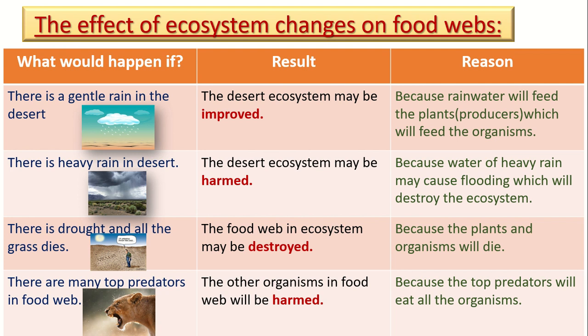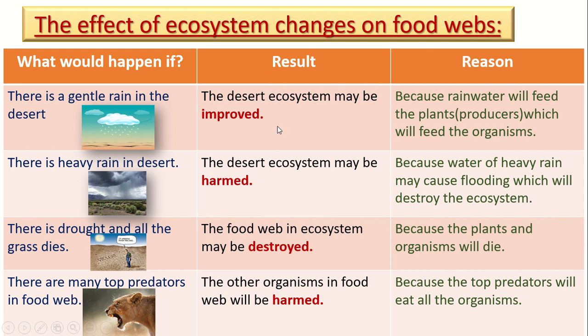Okay, now let's talk about the effects of ecosystem changes on the food web. Number one, what will happen if there is a gentle rain in the desert? Gentle rain means a normal or slow rain. What will happen to the desert? Will it be harmed or will it improve? Of course it will improve. Improve means it becomes better, it becomes good. So if there is a gentle rain, the desert ecosystem will improve.